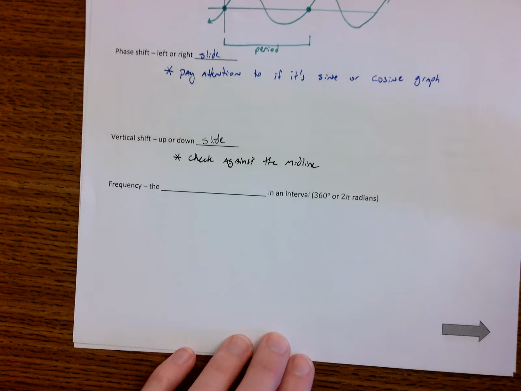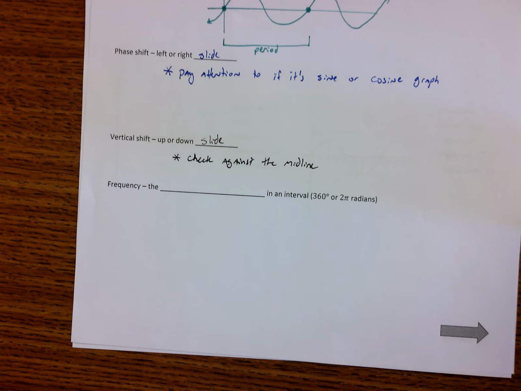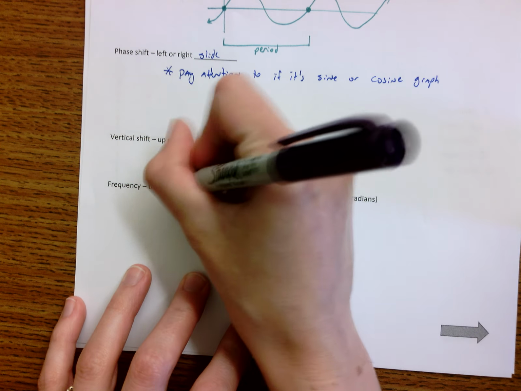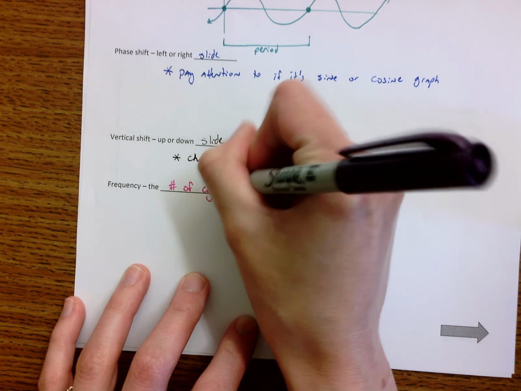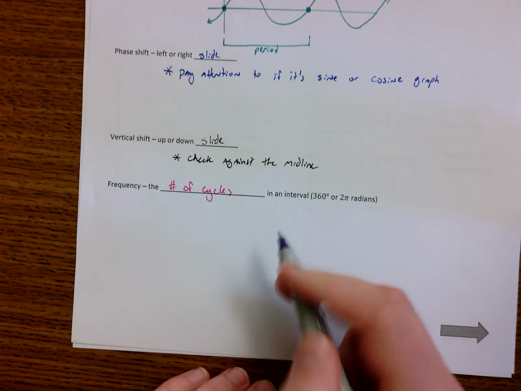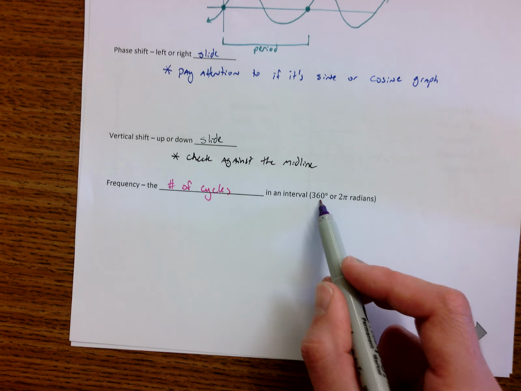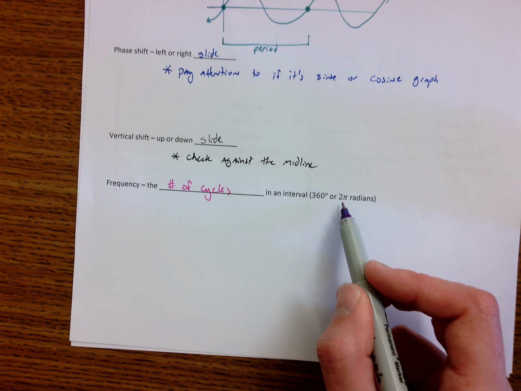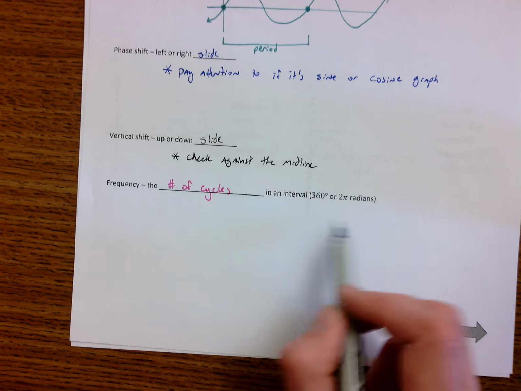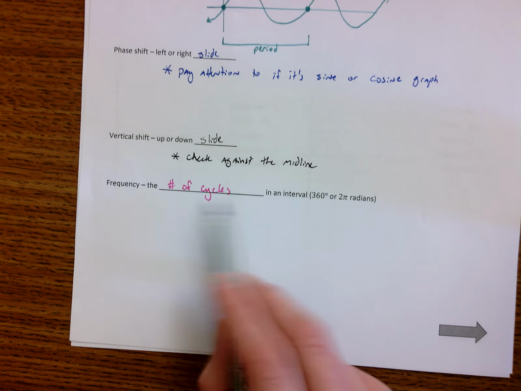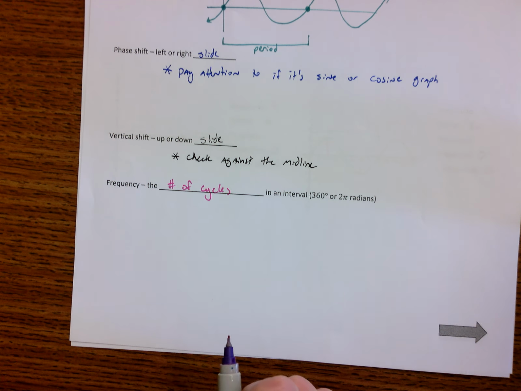So frequency, sorry, I had to find a different color marker. The frequency is the number of cycles in a given interval. Depending on what your measurements are, if you're in degrees, it'd be 360. If it's in radians, it's 2 pi. So essentially a complete loop of the unit circle. When you do a complete loop of the unit circle, how many cycles are actually completed?